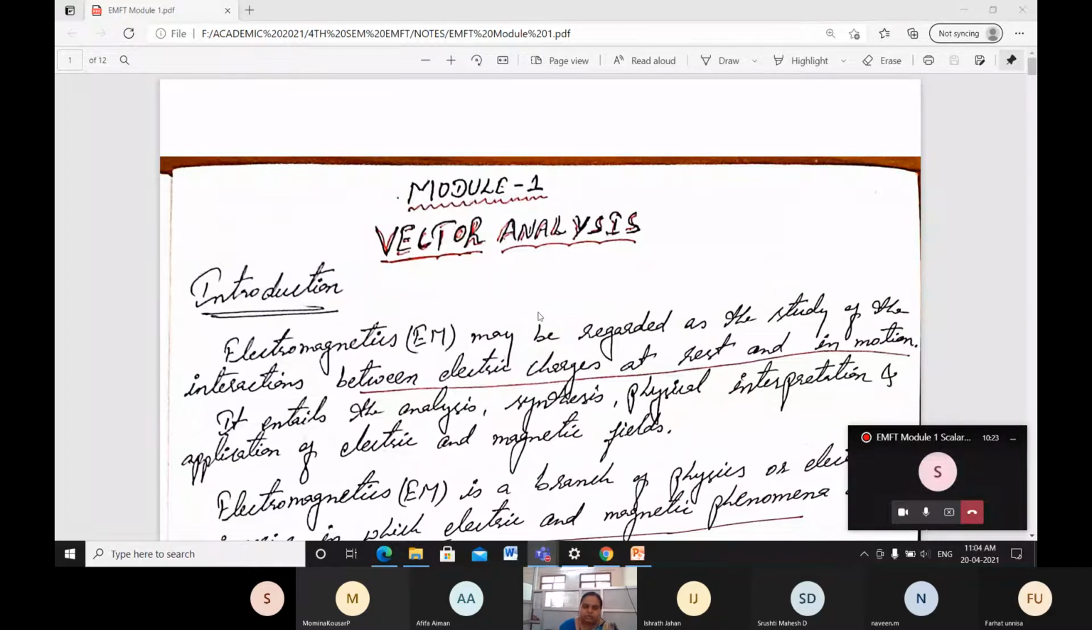Okay, the first module is vector analysis, the first part of the first module. We have already come across electromagnetism. What is meant by electromagnetism? It is a physical quantity that varies. Here a different definition is given: the interaction between electric charges at rest or in motion, and the study of this we call electromagnetics.